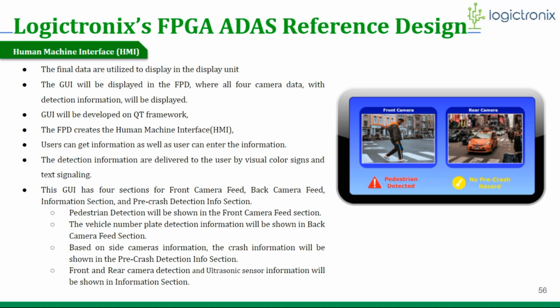The pedestrian detection will be shown in the front camera feed section. Vehicle number plate detection will be shown in the back camera feed section. The crash information will be shown in the pre-crash detection information section. Front and rear camera detection and ultrasonic sensor information will be shown in the information section.